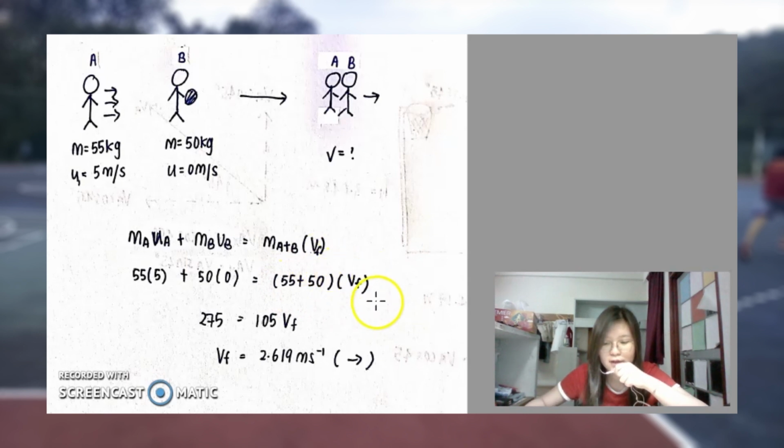by the final velocity. The reason that we sum up the masses of players A and B is because this is an inelastic collision, and so the masses are summed up. We'll be calculating the velocity before they fall down, which is Vf, and we'll get 2.619 meter per second, in which they move towards the right.